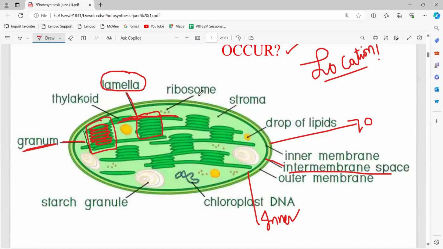And what else does the chloroplast contain? Of course, chloroplasts contain a fluid-filled structure. What do we call this particular fluid-filled structure? This fluid-filled structure is generally called the stroma. No point of getting confused over there.